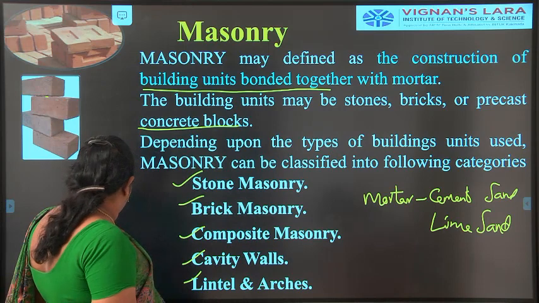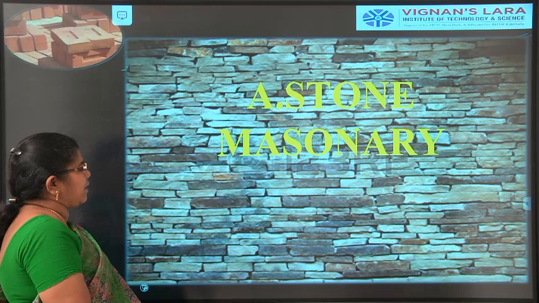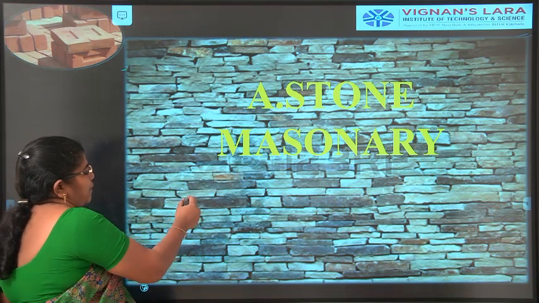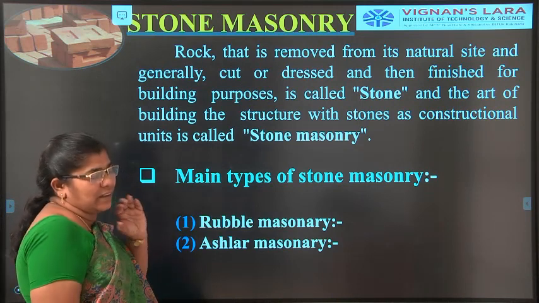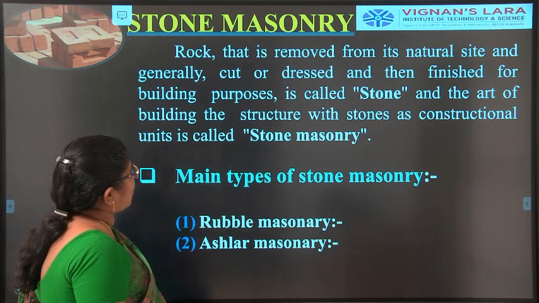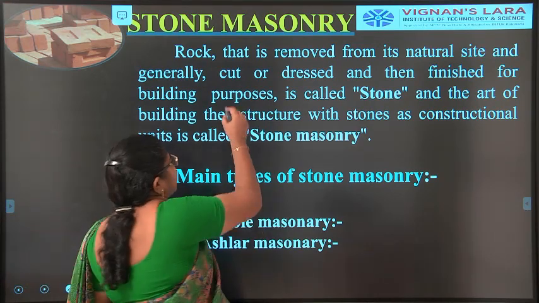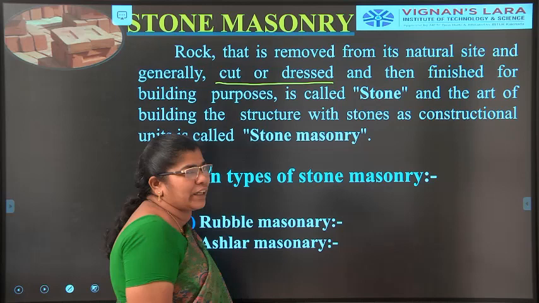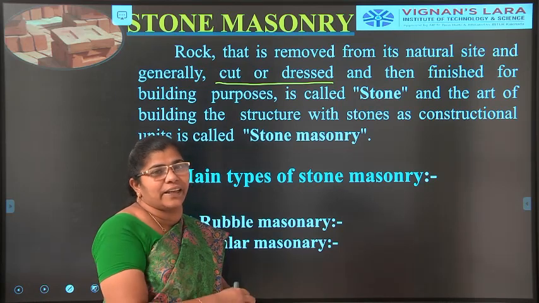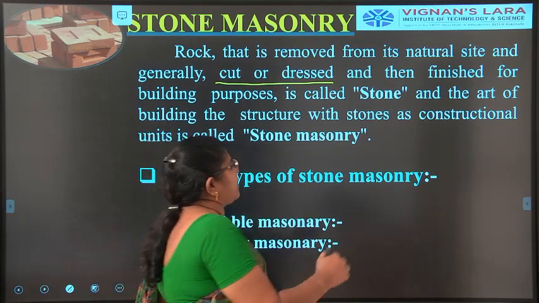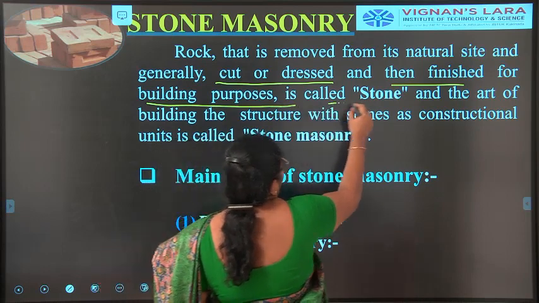Okay. First we will see about the stone masonry in detail. This is the masonry made up of almost equal sized stones. The rock that is removed from its natural bed, generally cut or dressed, right? Dressing of stones we have already seen in the first unit. So what is dressing of stone? I will ask in the end of the unit. Then finished for building purpose is called a building stone.